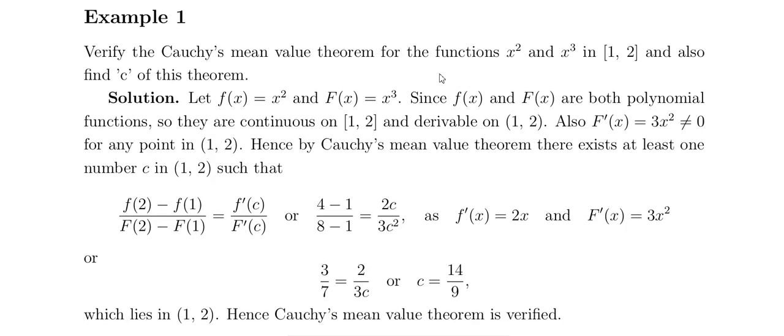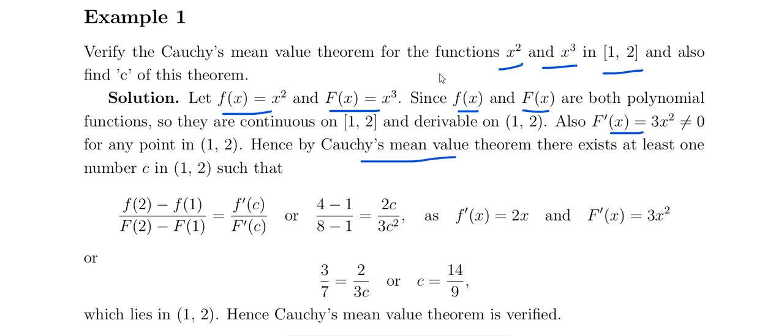So this is the Cauchy mean value theorem. So the Cauchy mean value theorem for the function x square and x cube. They will give two functions, x square, x cube and the interval 1, 2. So then what is the c? f of x equal to x square, capital F of x equal to x cube. So f of x, capital F of x both are polynomial functions. Polynomial functions are differentiable everywhere. Already f dash of x and capital F dash of x, both exist.